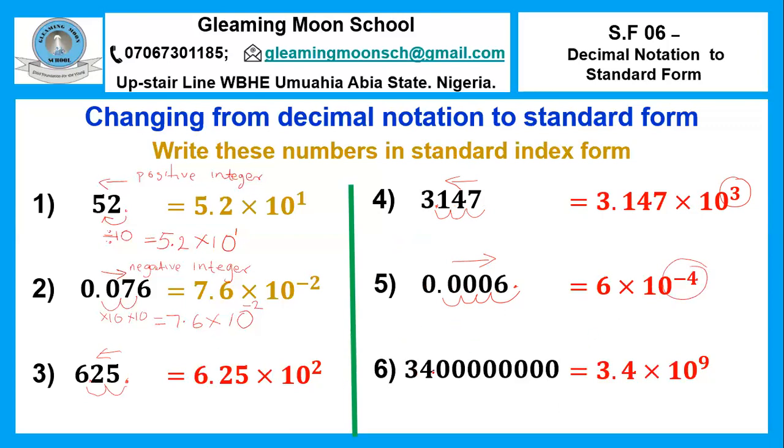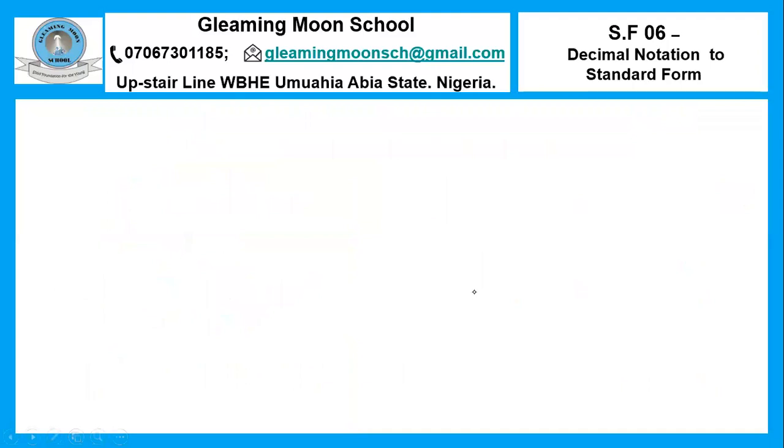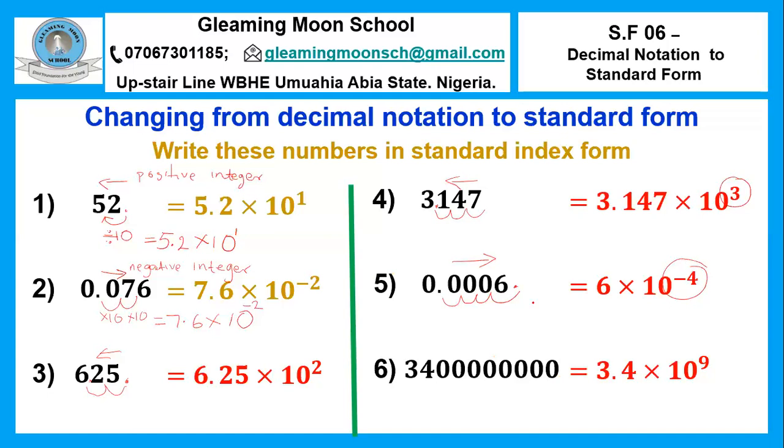And then finally for number 6, this is the whole number again. So that means our decimal point is here. So we are going to move the decimal point, sorry about that. Okay, so we are going to move the decimal point from here, and we go 1, 2, 3, 4, 5, 6, 7, 8, 9. Okay, so that's where our new decimal point is, making it 3.4. And because we have moved it 9 times to the left, our power is a positive power.